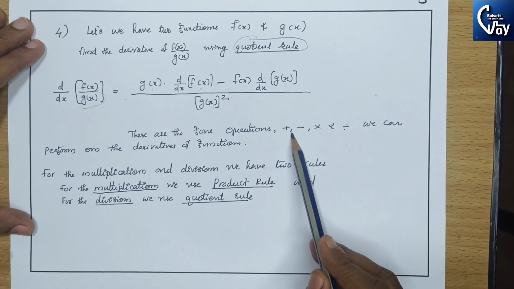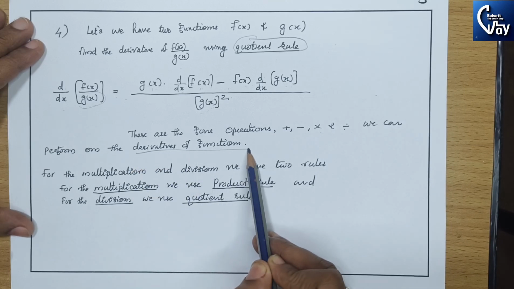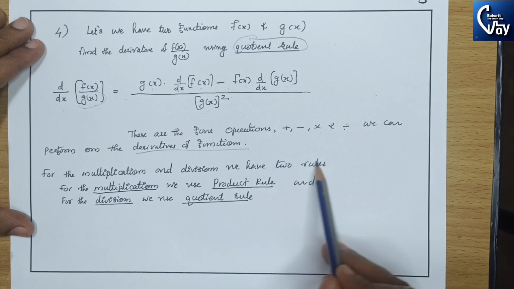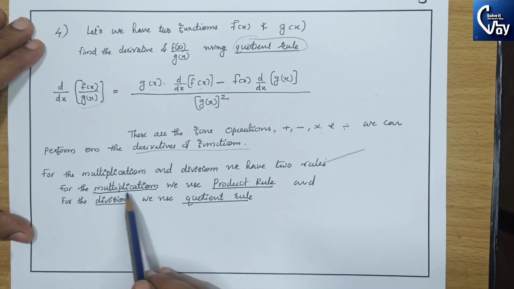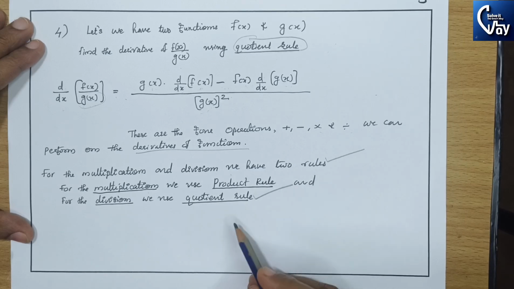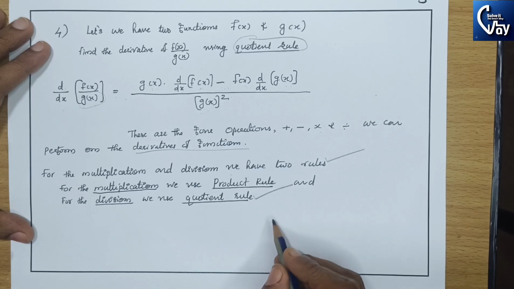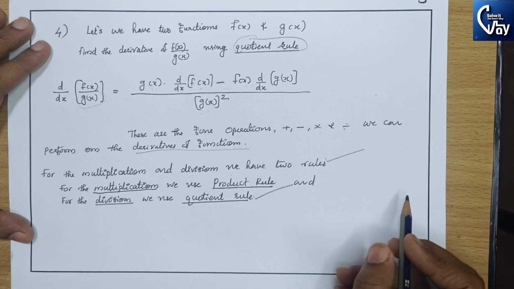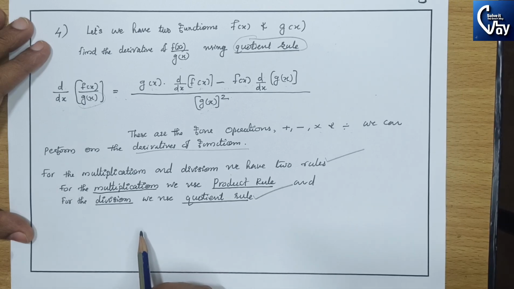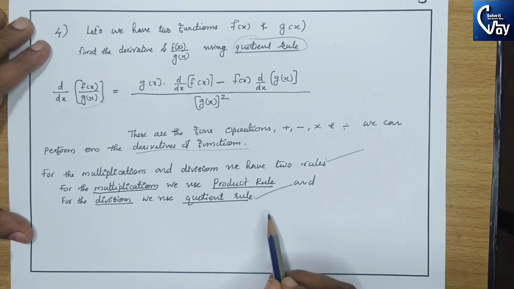These are the four operations, addition, subtraction, multiplication and division, we can perform on the derivatives of functions. For multiplication and division, we have two rules. For multiplication, we use the product rule, and for division, we have the quotient rule. The product rule is d by dx of f of x into g of x equals the first function into the derivative of the second plus the second function into the derivative of the first. The quotient rule is d by dx of f of x by g of x equals the denominator into the derivative of the numerator minus the numerator into the derivative of the denominator, by denominator square.